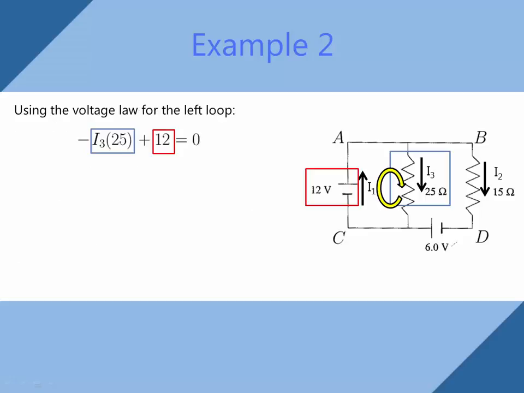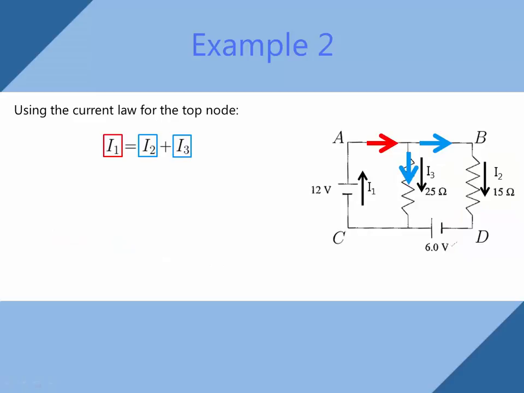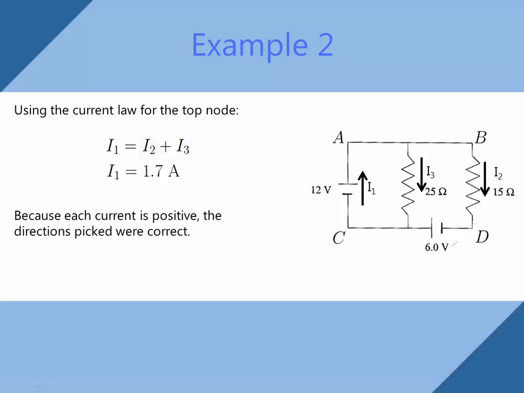Using the voltage law for the left loop, we can immediately determine I3 as being 0.48 amps. Using the voltage law for the outside loop, being around the entire circuit, we can derive I2 being 1.2 amps. Using the current law for the top node, I1 is entering, and I2 and I3 are leaving. So, we can plug in our known current values to find that I1 is 1.7 amps. Because each current that we have found is positive, the directions that we picked for the currents are correct.